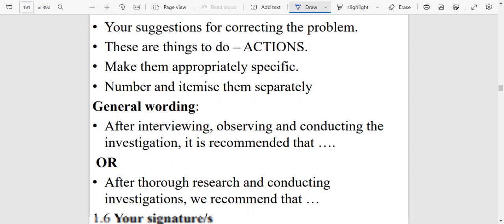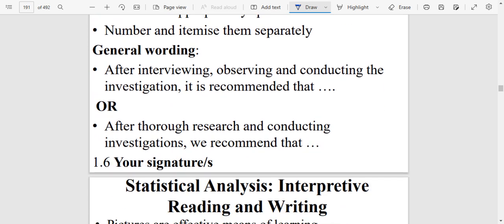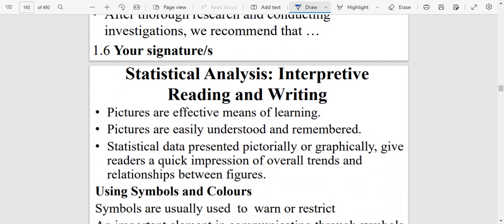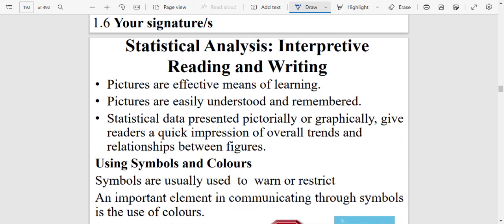So the general wording you can use is: after interviewing, observing, and conducting the investigation, it is recommended that... This is a general wording you can use when you want to give your recommendations. After interviewing or observing and conducting the investigation, it is recommended that this should be done, this and this. Or you can say, after thorough research and conducting investigations, we recommend that you do this and this.